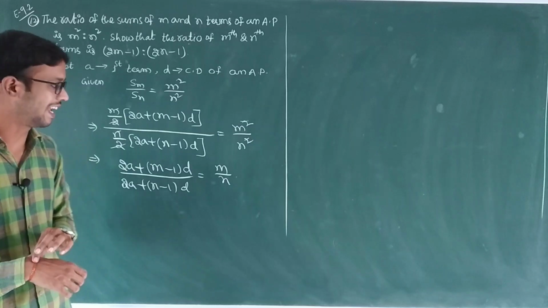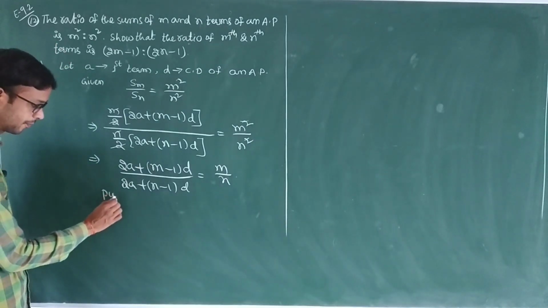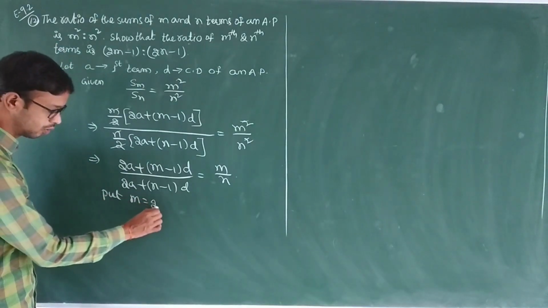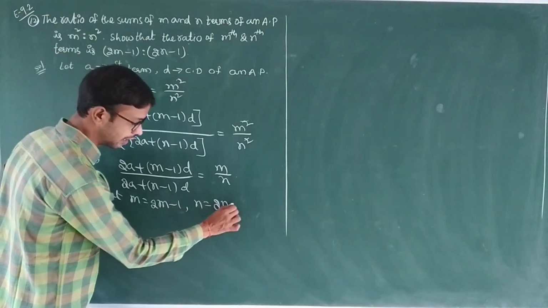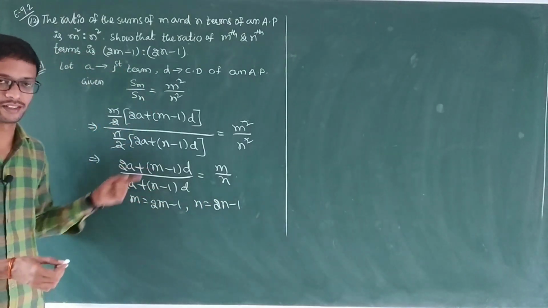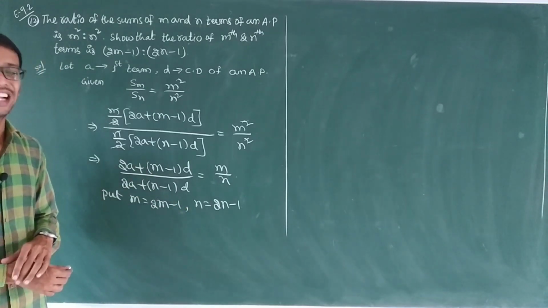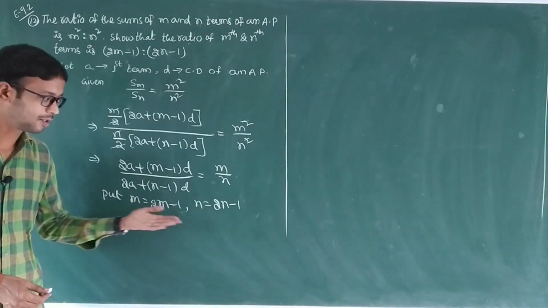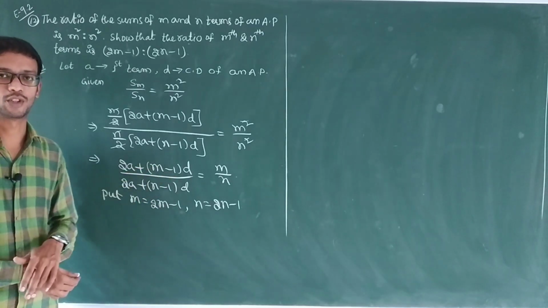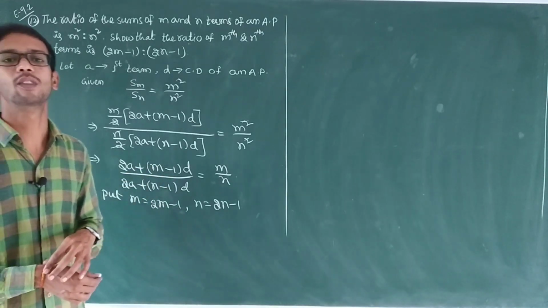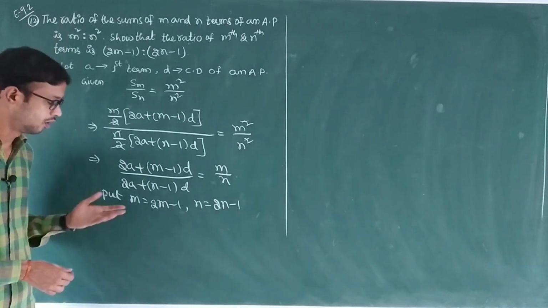So that purpose I will take here, put m equal to 2m − 1, n equal to 2n − 1. Here two different values is there, so two values we have to substitute. Sir, why are you substituting this one? By this substitution, we will get the mth term and nth term. You observe it.